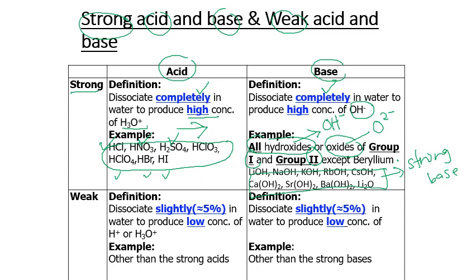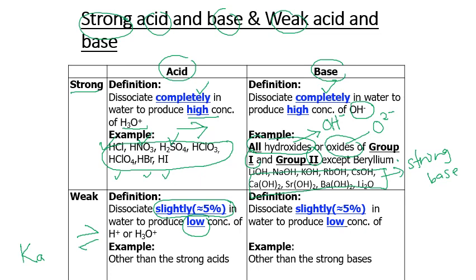Now, let's continue with weak acid. What is the definition for weak acid? It dissociates slightly, only around 5%. Because only 5% dissociates, the concentration of H plus or H3O plus is very low. So later, when we write the chemical equation for a weak acid, we will use the reversible arrow. And most of the time you will see a Ka value given, which shows that the acid is a weak acid.